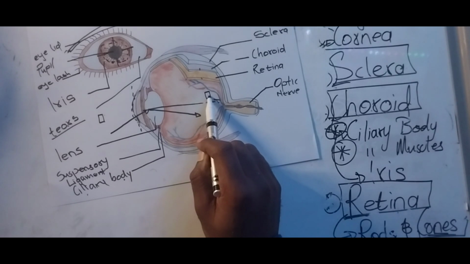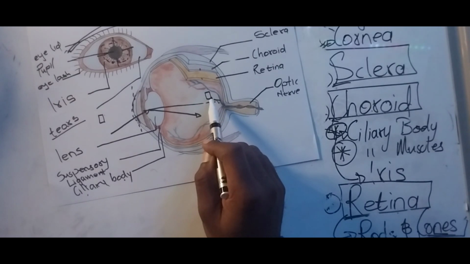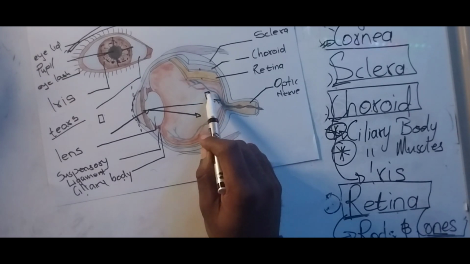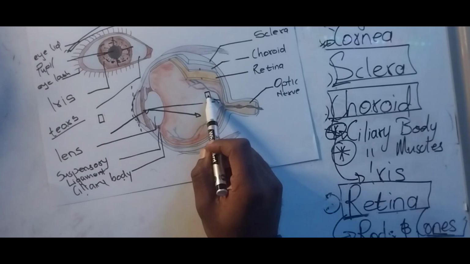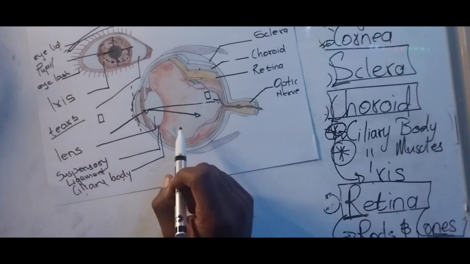So when it falls in front of the retina, we don't have receptors in front of the retina. We have receptors on the retina. So it means this image will not be seen clearly. So it's short-sightedness. Now we want to correct this short-sightedness.